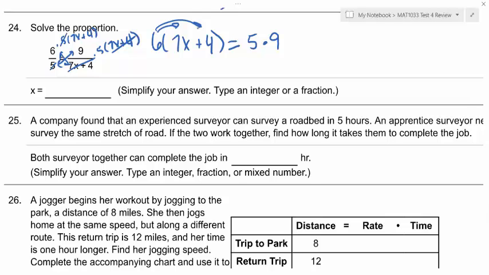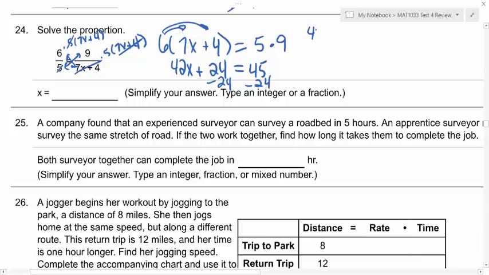So when you distribute 6, what do you get? You get 42x plus 24, equals 45. And then what would you do? You'd subtract the 24. So 42x equals 21. And then you would divide by 42. 1/2. Very good. 42 is 21 times 2, so it would reduce down to 1/2.